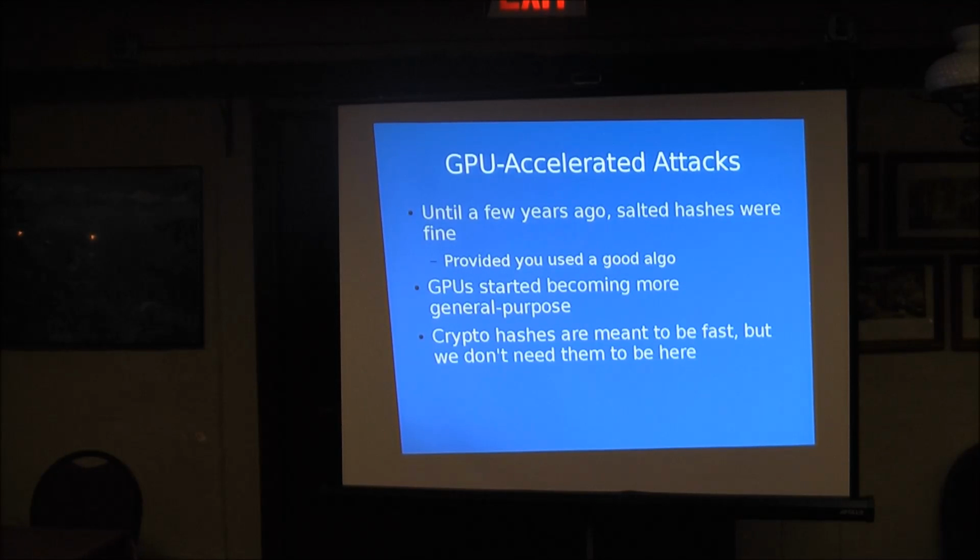So, salted hashes up until a couple of years ago were just fine, as long as you use a good hashing algorithm. Around that time, GPUs have been becoming more general purpose computation devices, and it was found that you could break a hash password relatively easily if you had a good GPU. And the mistake we found that we made was that cryptographic hashes are meant to be fast. Not so fast that they negate their own security parameters, but we want them to be as fast as possible, really. We don't want them to be fast for this.